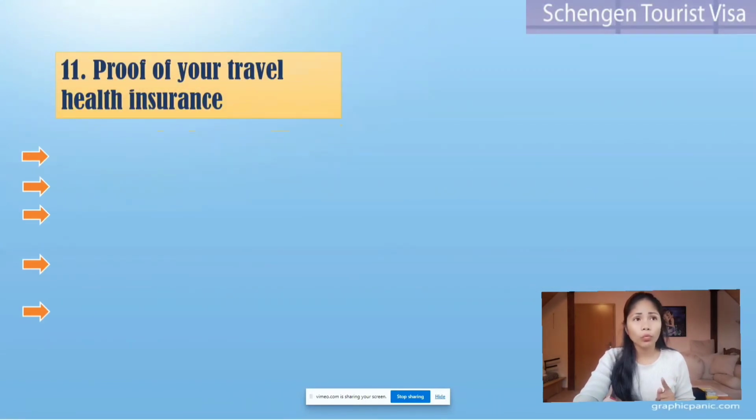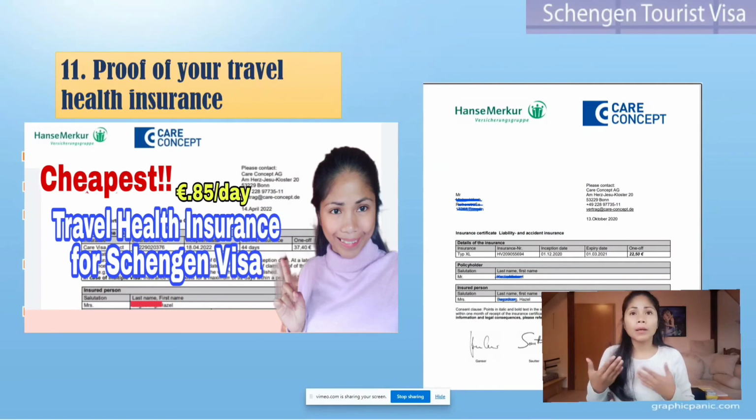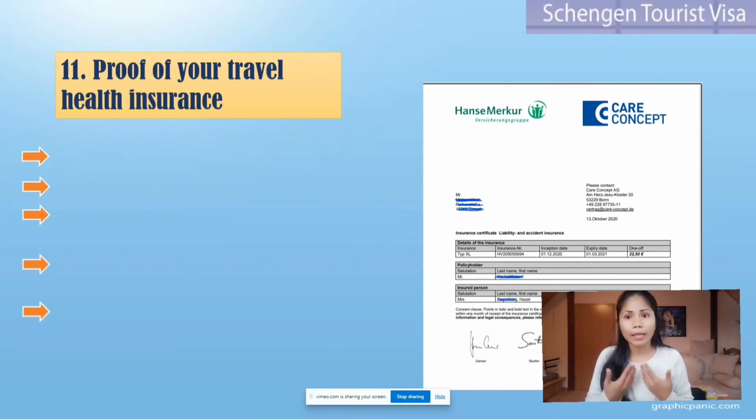And number 11, proof of your travel health insurance. Ayan, Hansa Merkur Care Concept. Meron din ako, guys, vlog. So Hansa Merkur and Care Concept is always my insurance provider. Guys, this is the cheapest Schengen insurance for just 85 cents a day.